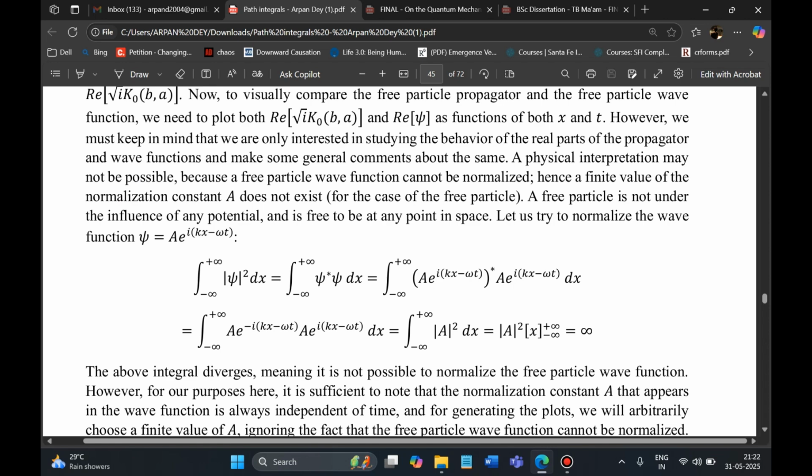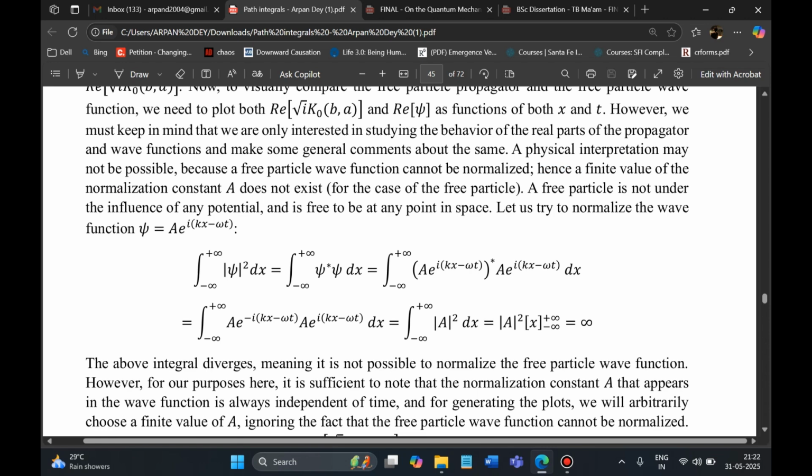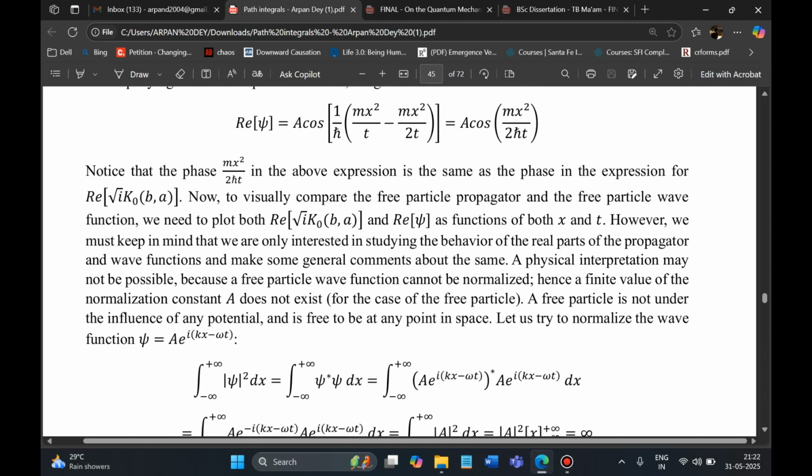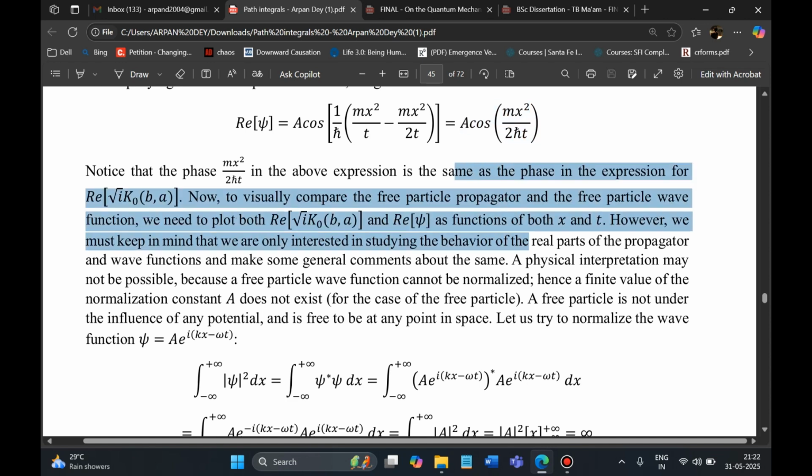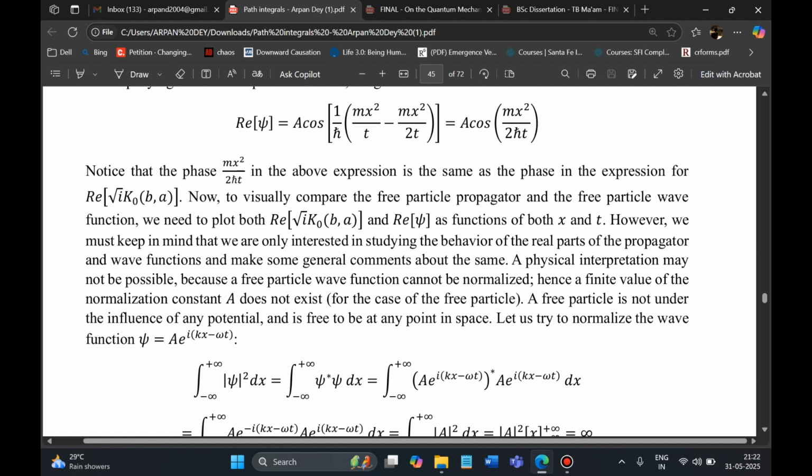I mean, we should actually think about it mathematically. So what does this mean? The free particle wave function cannot be normalized. This means that a finite value of normalization constant a does not exist for the case of free particle. But to actually plot this in Python or whatever, you have to arbitrarily set a finite value of a. If the value of a is infinite or undefined, Python cannot generate a plot. So I just want to ensure that you understand what I'm talking about. To visually compare the wave function with the propagator, we are doing the plots and making some comments.